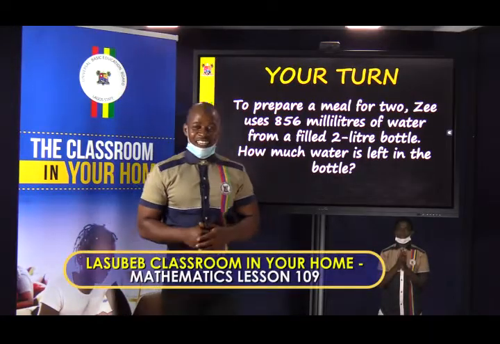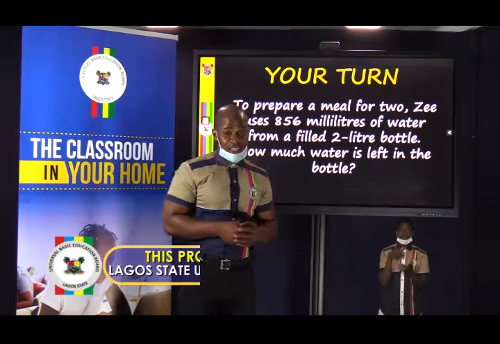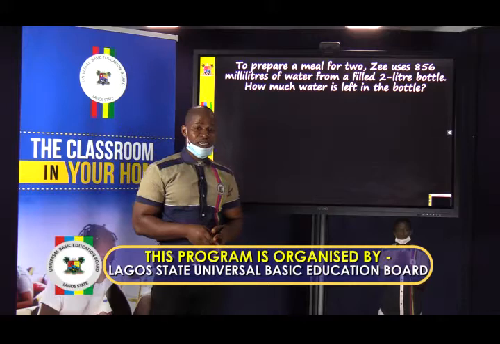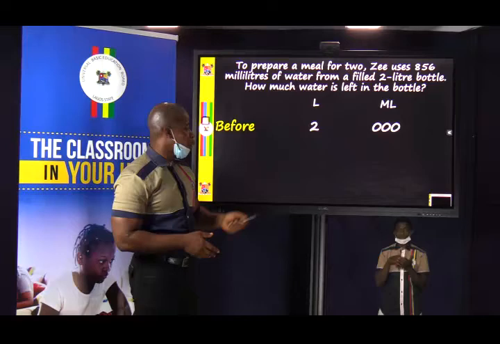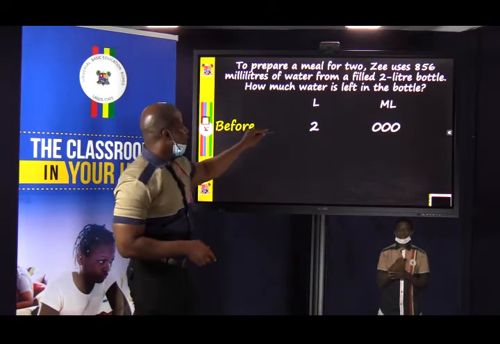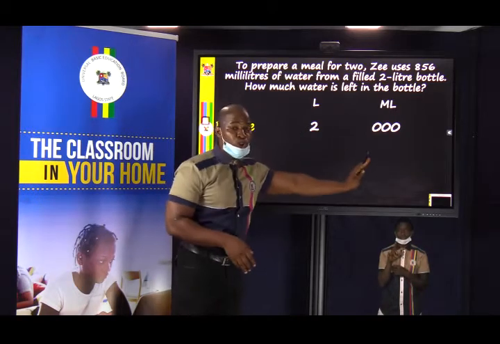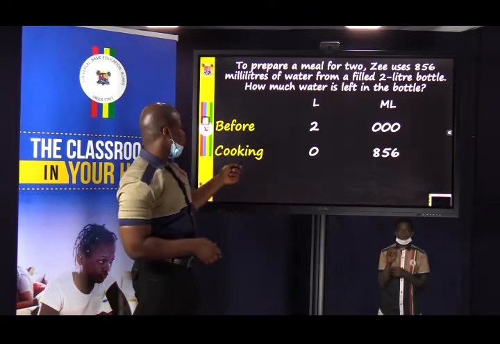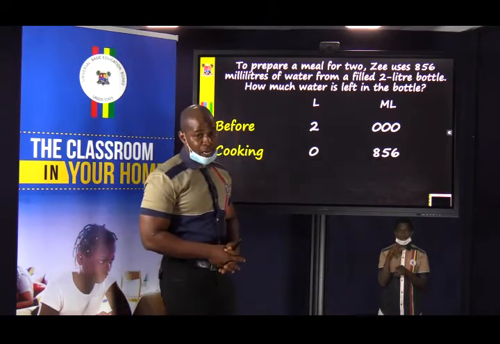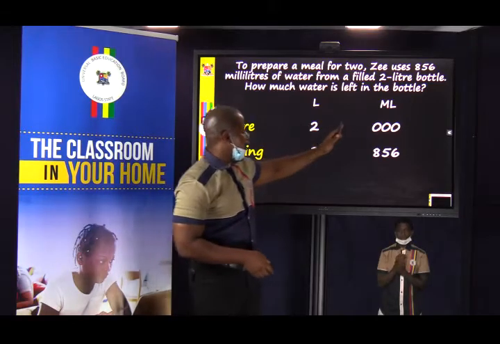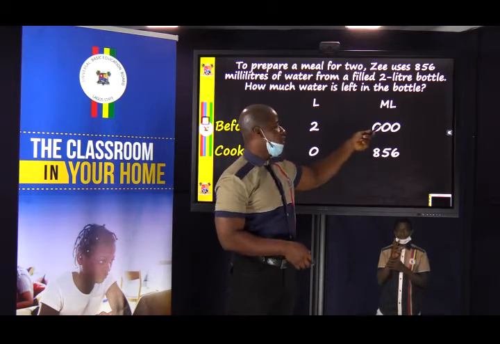Alrighty then. Progress made. Of course, I'm sure you found this very easy, because we know that 1 liter is 1000 milliliters. So we have to subtract. This is a subtraction operation. So before cooking, it was a bottle that had 2 liters of water. So that's 2 liters, no extra milliliters. Then we have to subtract 856 milliliters for cooking. So beginning from the milliliter side, it is not possible to subtract 856 from 0.